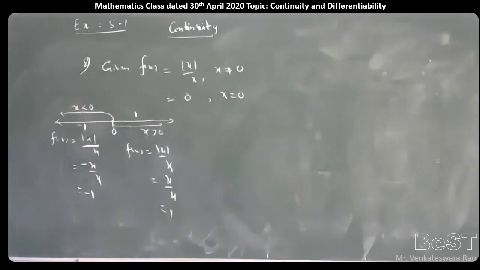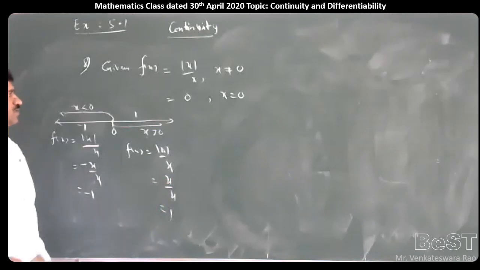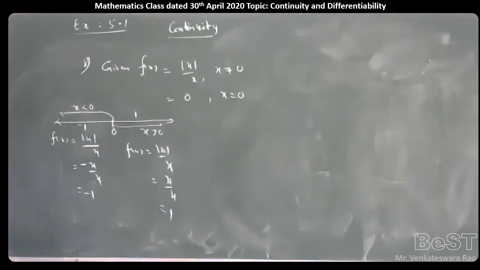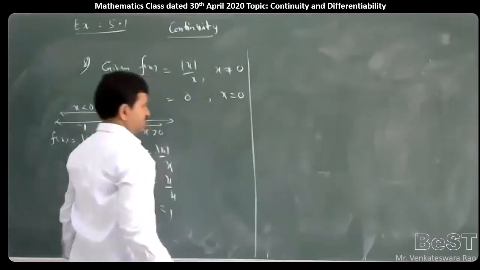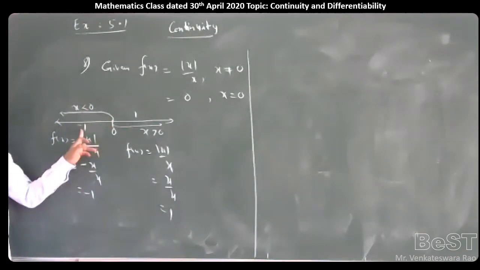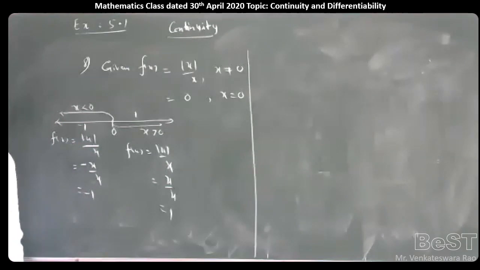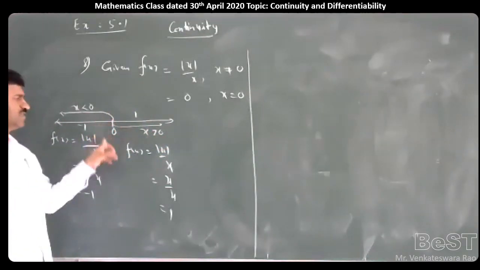Define this function first. When the x value is less than 0, f of x is equal to mod x by x, minus of x by x, which is minus 1. When the x value is greater than 0, f of x is equal to mod x by x, that is 1. Now see this one. When x is less than 0, it is minus 1, a constant function, so it is continuous. When x is greater than 0, it is a constant function, so it is continuous. Only the doubt is at x equal to 0.